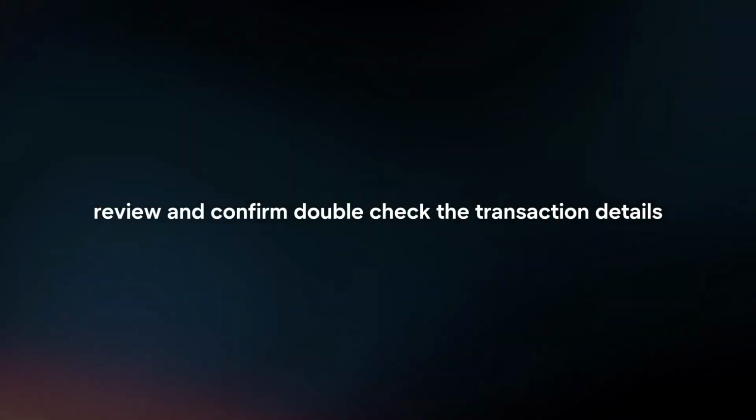Choose payment method. Select the funding source for the payment, such as your PayPal balance, linked bank account, credit card, or debit card. Review and confirm. Double-check the transaction details, including the recipient's information and the amount, before confirming the payment.